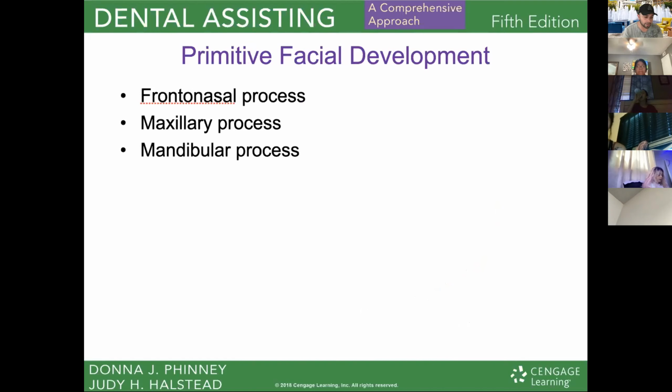So there are primitive facial developments. The face begins to form in week 4 and further develops into 3 embryonic layers. The facial development continues until about week 12 of pregnancy. The first area, the frontal nasal process, is the upper portion of the face where the forehead, the eyes, and the philtrum are formed. So everything above the philtrum is the frontal nasal process.